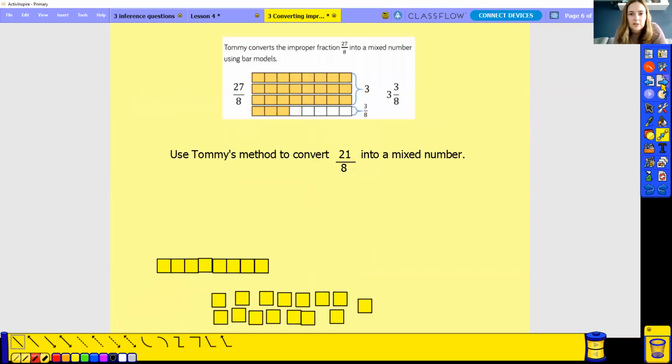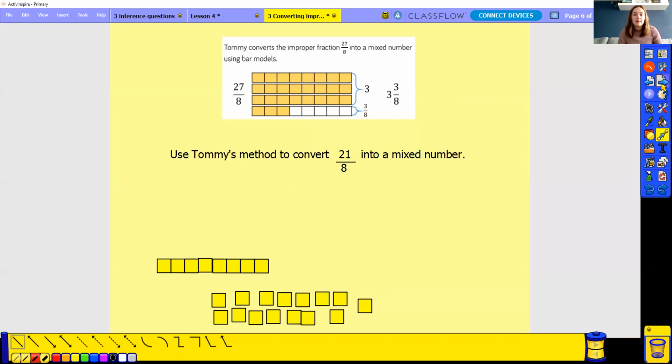Right, let's look at the next question. So this is similar again. We've got Tommy here, and Tommy is converting the improper fraction 27 over 8 into a mixed number using a bar model. So first of all, he's got his 27 over 8. He puts it into bar models and into his groups. He finds that he's got 3 full bars, and then he's got 3/8 of a bar.